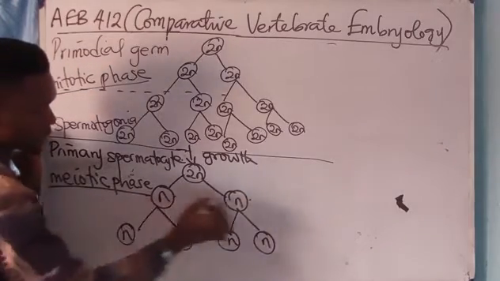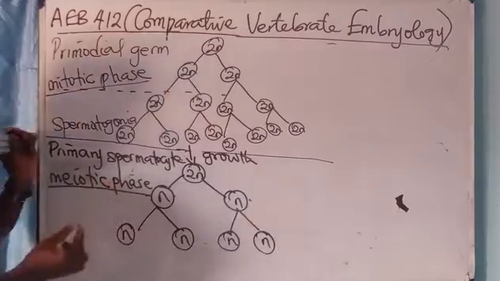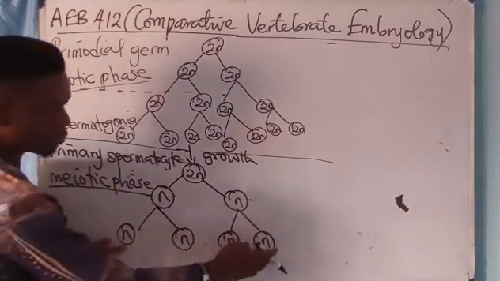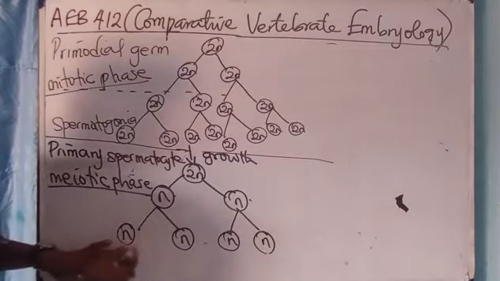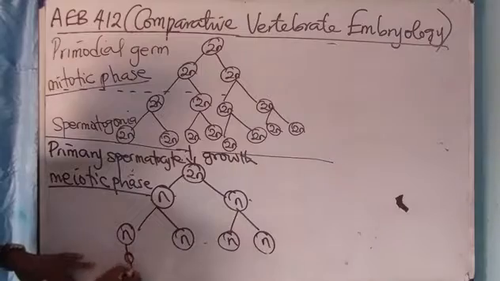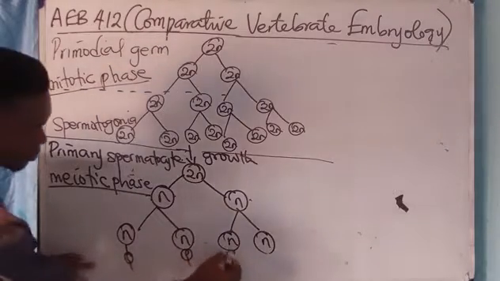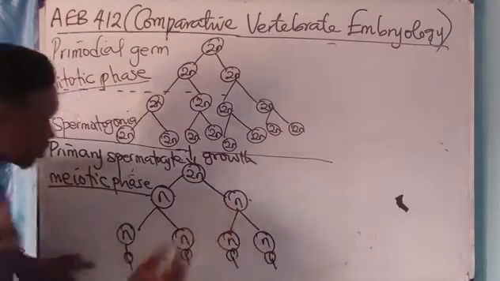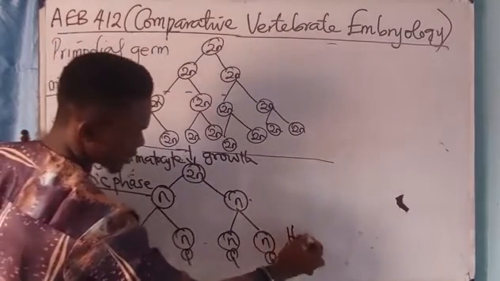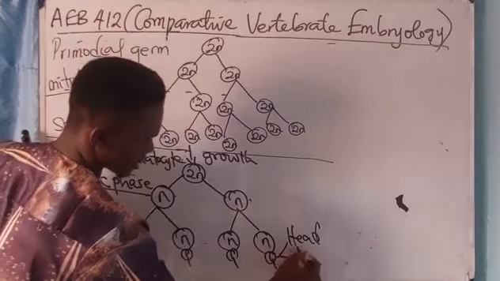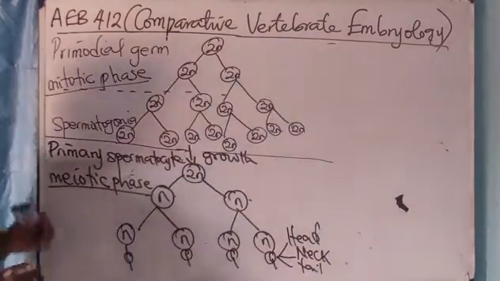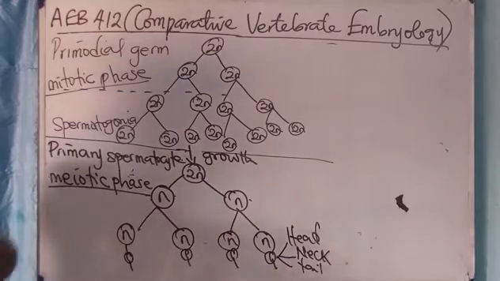Now, as soon as these primary spermatocytes undergo the first meiotic division, it will produce secondary spermatocytes. And the second division produces four spermatids. Now these spermatids would undergo differentiation to produce sperm. So these are the spermatozoa. Spermatozoa have the head, neck, and tail.